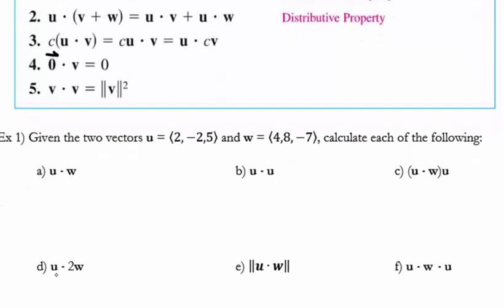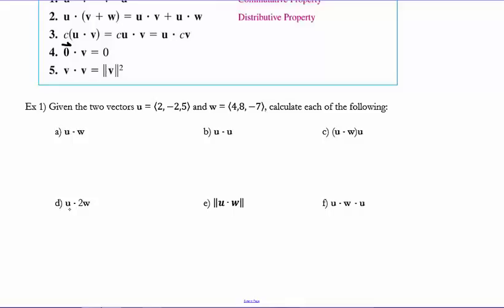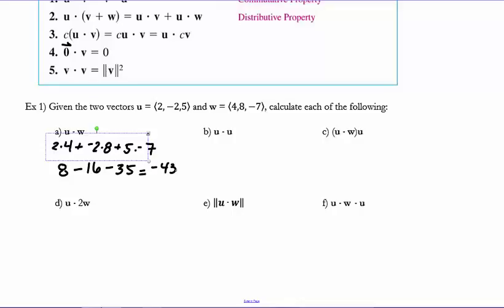All right, so let's say I have vectors 2, -2, 5, and 4, 8, -7. We're going to calculate some dot products here. So if I have u dot w, that means I'm going to do 2 times 4 plus -2 times 8 plus 5 times -7. So if I do that, I have 8 minus 16 minus 35, which is going to be -43. There you go. There's the answer. What does it mean? I don't know. Well, I do know, but you don't know yet.